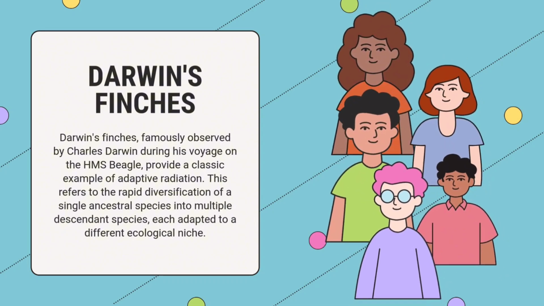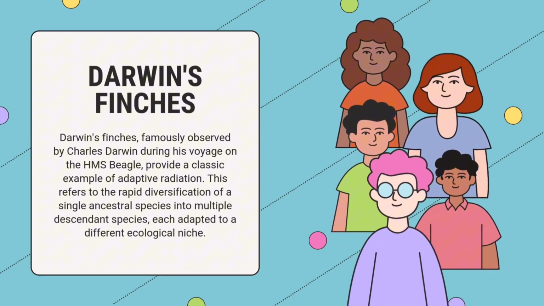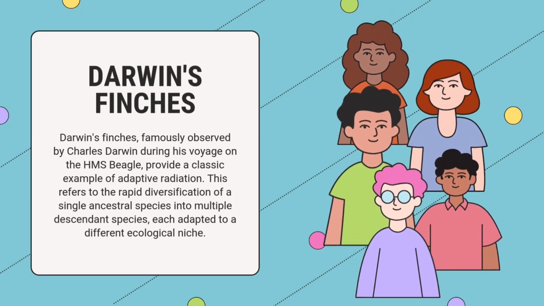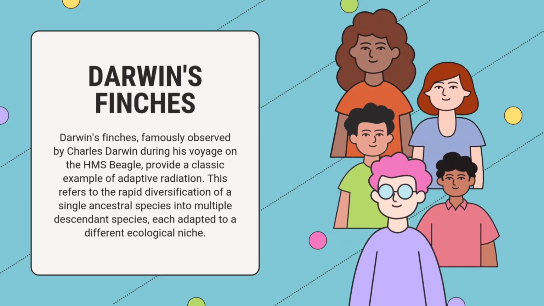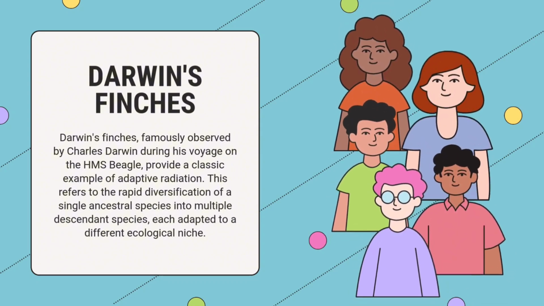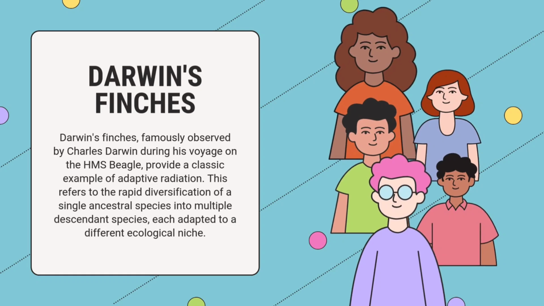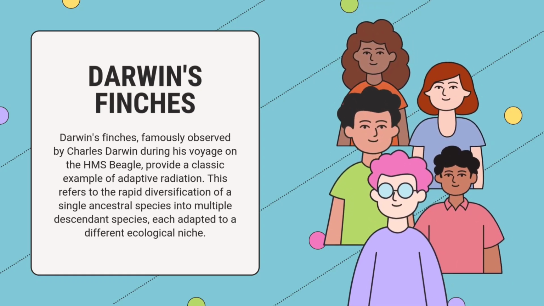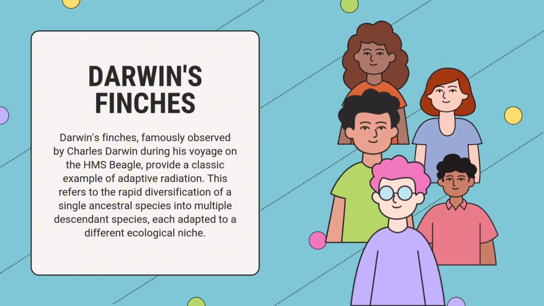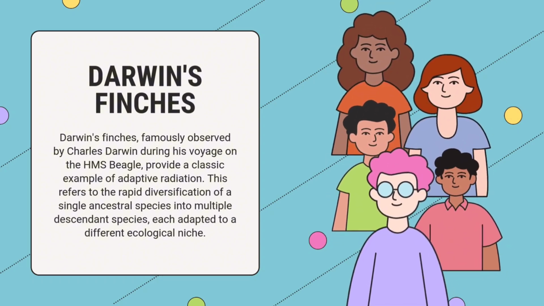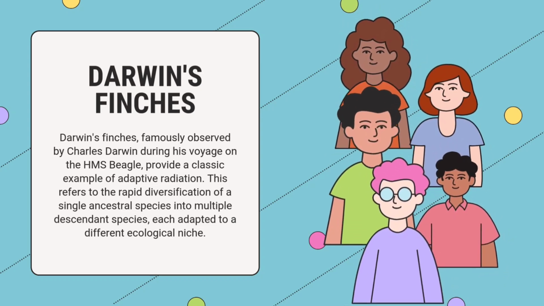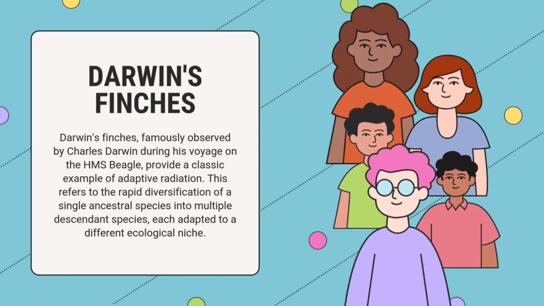Each species had evolved unique beak shapes and sizes, perfectly suited to the specific food source available on their respective islands. For example, finches with strong, thick beaks were adapted for cracking seeds, while those with long, slender beaks were better at probing for insects. This diversification of beak morphology allowed the finches to exploit different food resources, minimizing competition and maximizing survival.